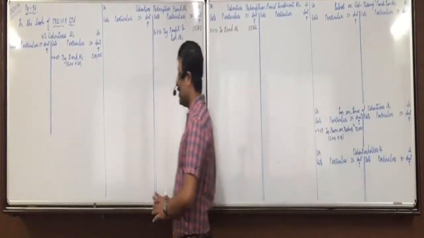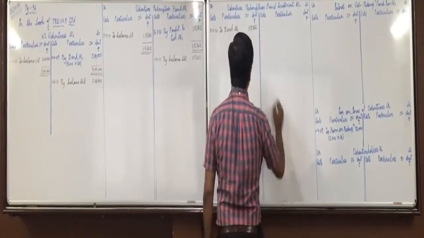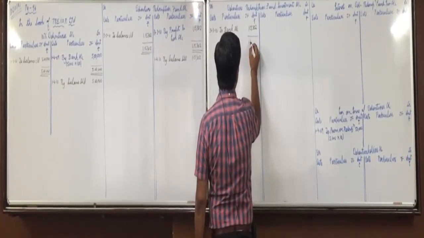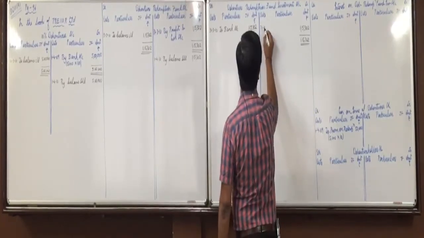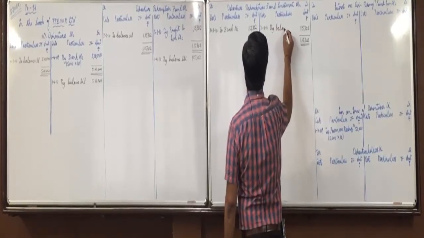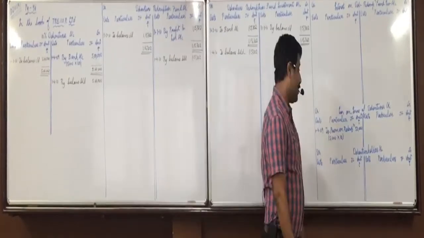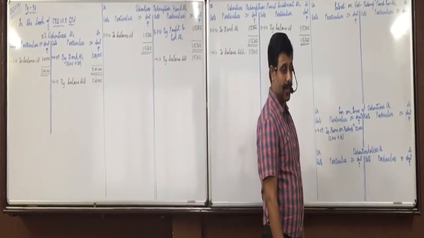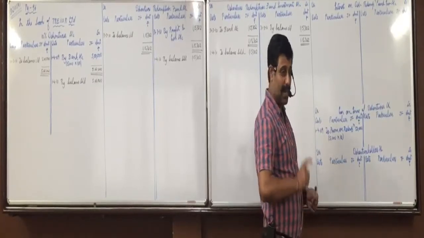So we'll do the balancing. By balance carried down, 115,302. To balance brought down. Because of this balancing, loss will have to be made bigger. Because balancing will have to be done.